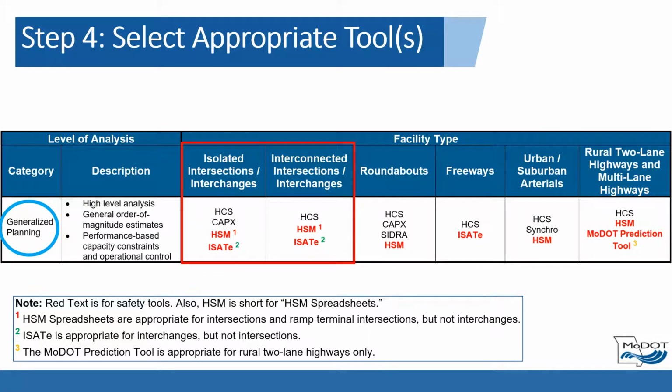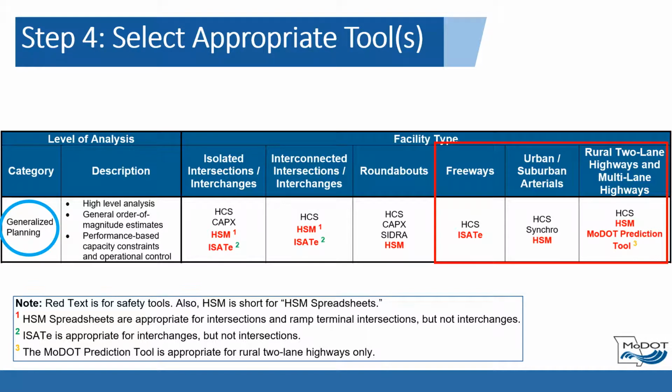HCS and CapEx are the primary analysis tools for individual intersections and interchanges. SIDRA is the primary tool used to analyze roundabouts. However, HCS and CapEx can be used as well for generalized planning.